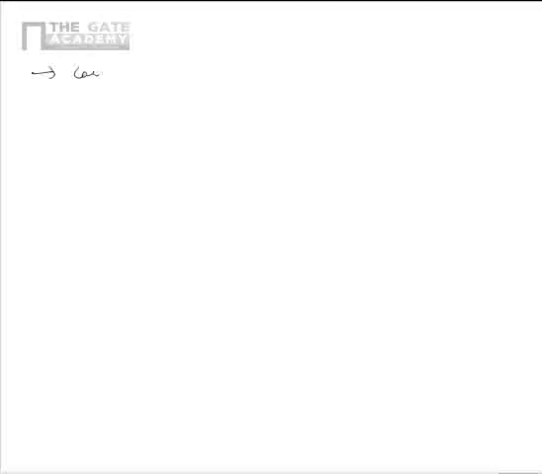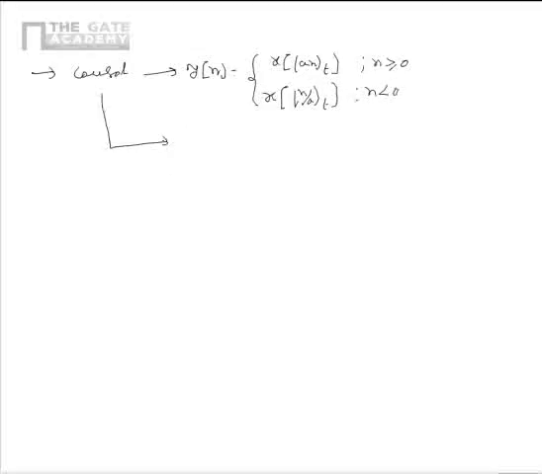There is a discrete time causal system which is represented as y of n is equal to x of an truncated, for n greater than or equal to 0, and x of n by a truncated, for n less than or equal to 0. It's also given that the system is causal. We have to find the range of a for which this condition would be satisfied. Here T implies the truncation.